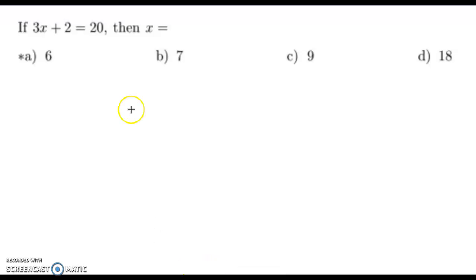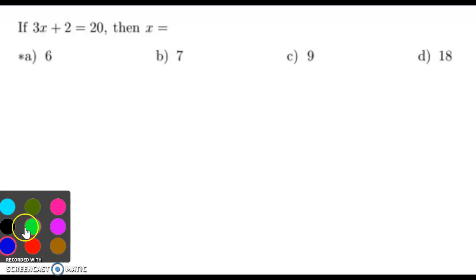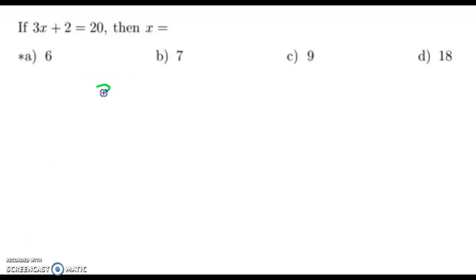Well, this is something we haven't really tackled yet, and so I kind of want to see what you remember from last year. So I'm going to go ahead and start by writing the problem. We have 3x plus 2 equals 20. Now, the whole point of an equation is to solve for x, or to get x by itself.